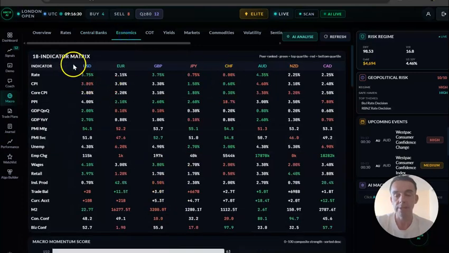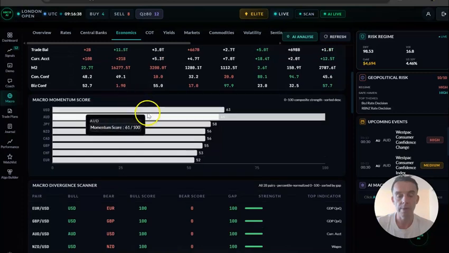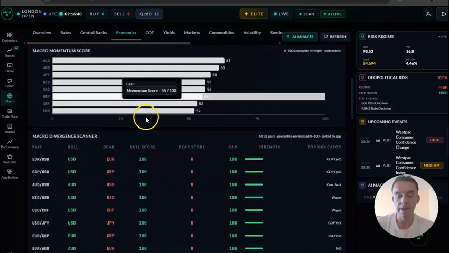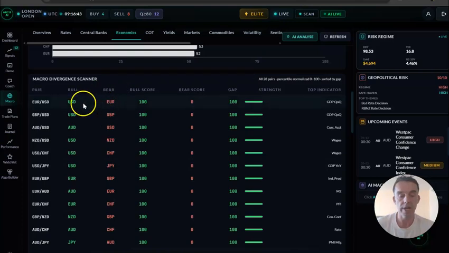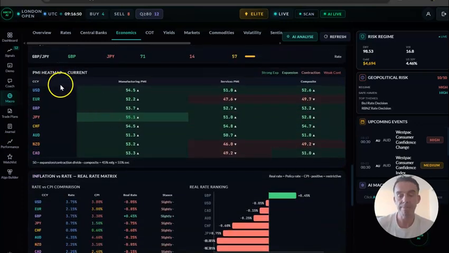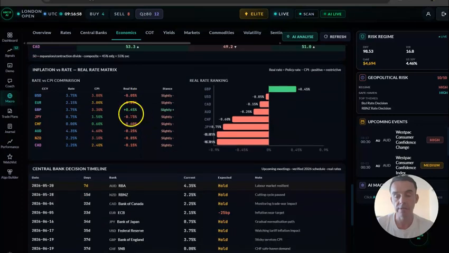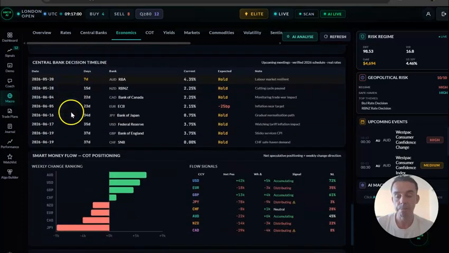We have the economics. So this is all the major indicators for every country, and it just scores them there as the US, Aussie, JPY. The macro divergence scanner is telling which ones are bullish, which ones are bearish. We have the PMI heat map across all the different currencies. We have rate for CPI comparison, inflation first rate, real rate matrix, central bank decision. So this is just meetings that are coming up.